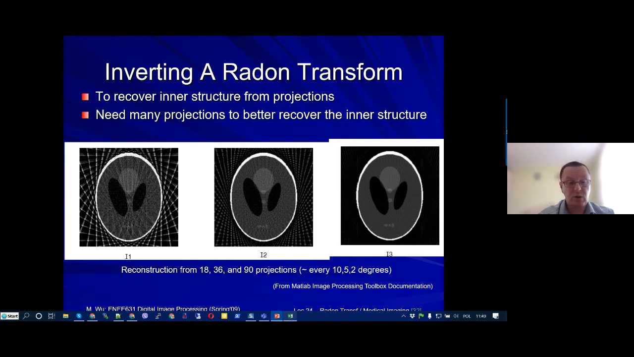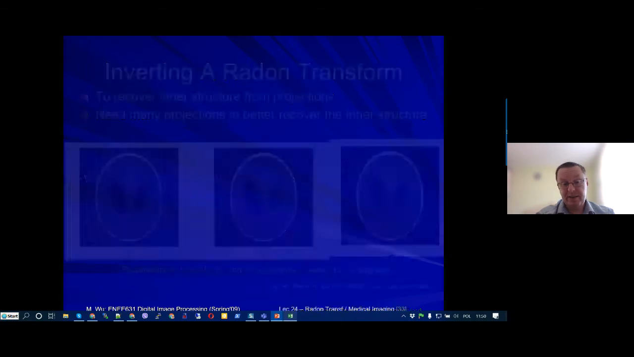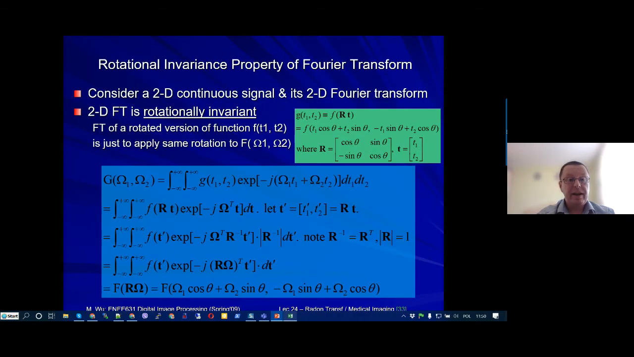And here is shown how we can achieve this. We use 18, 66, and 90 projections. So the more projections we have, the better results we will have. In this case, we also need the two-dimensional Fourier transformation to perform rotation and prove that it's rotationally invariant for our Radon transformation. And here is given the mathematical evidence why it's true.